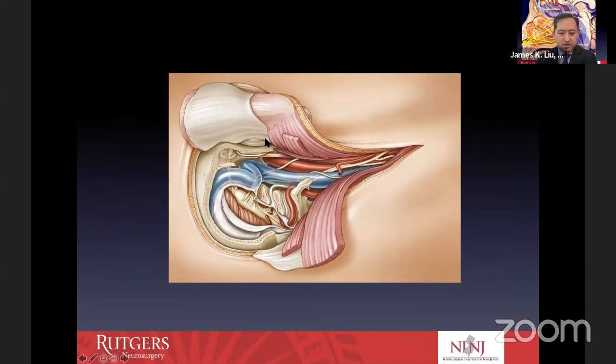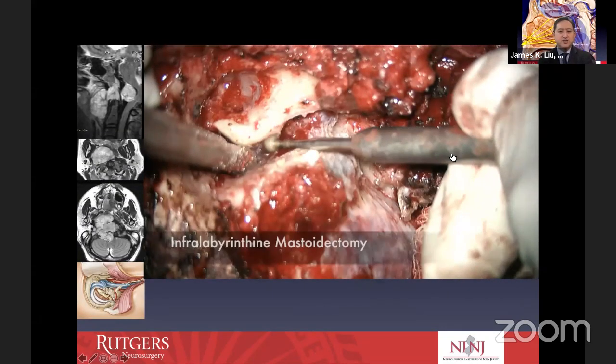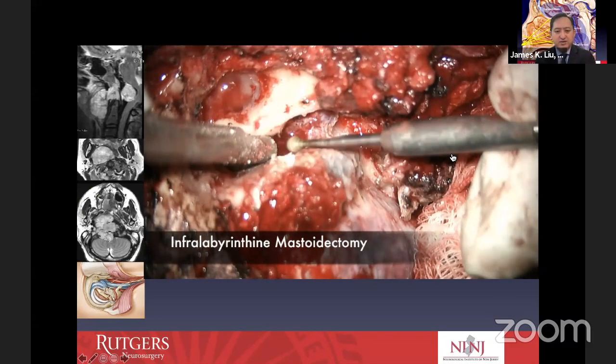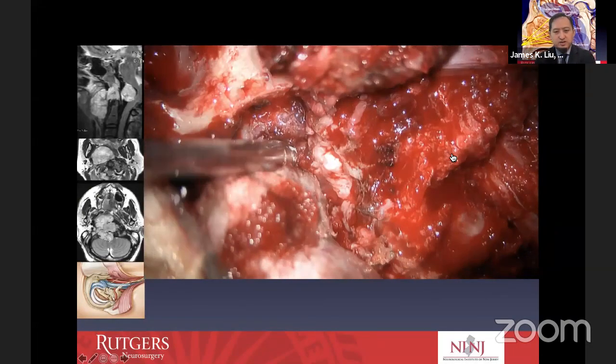This is the cartoon showing the exposure. This is much like an approach I would do for a glomus jugulare tumor, where you have full access of the high cervical carotid, the lower cranial nerves, and the jugular bulb through a transmastoid infralabyrinthine approach. So here we're doing the infralabyrinthine mastoidectomy. We're skeletonizing the sigmoid sinus.